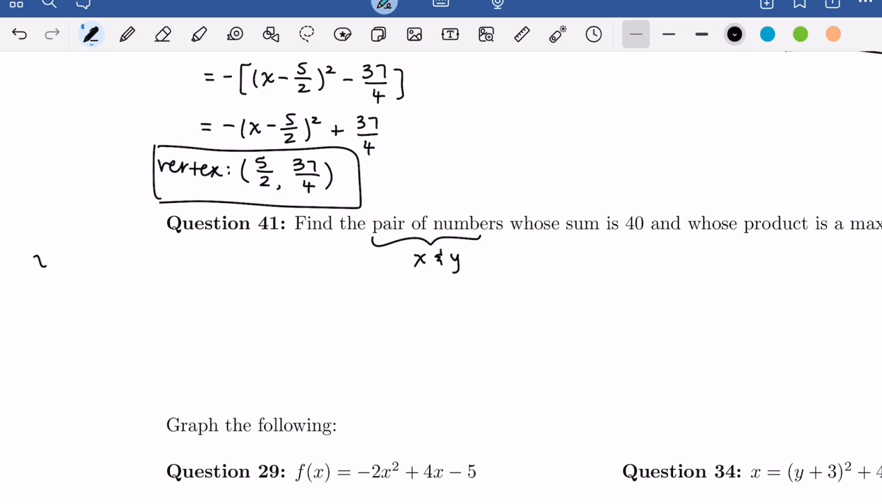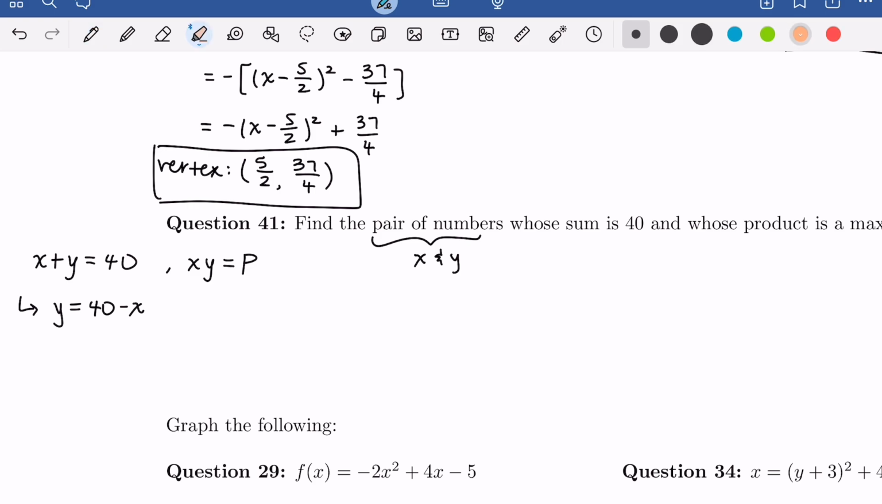So we're told that the sum of these guys, so x plus y, is going to give us 40. And their product, so x times y, is going to be a maximum. We don't know what that value is either. We're just going to call that p for product. So with this information here, what we're going to want to do is actually rewrite this equation here in terms of just one variable. So we can use this first given equation here to write y in terms of just x. So what I mean is, if we were to subtract x from both sides of this equation here, we would end up with y is equal to 40 minus x.